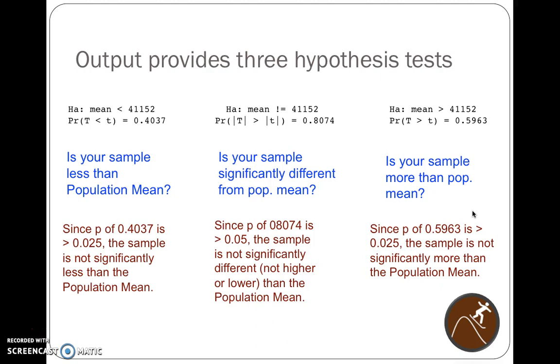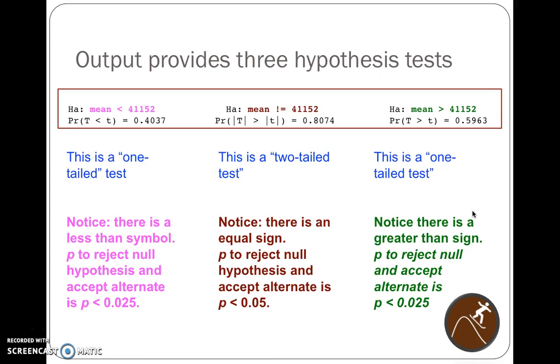So those are the results that I just communicated. So again, notice there's a symbol for less than on this one, and the p to reject is 0.025. Here there's an equal sign. It's equal or not equal, and the p-value is 0.05. And then here, this is a one-tailed test as well, the greater than sign. So the p-value to reject is less than 0.025. Since 0.5963 is greater than 0.025, we can't say there's a statistically significant difference.